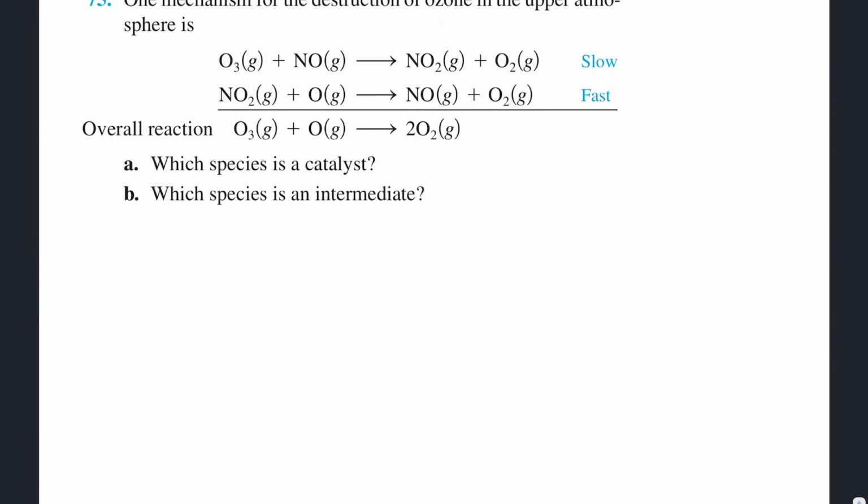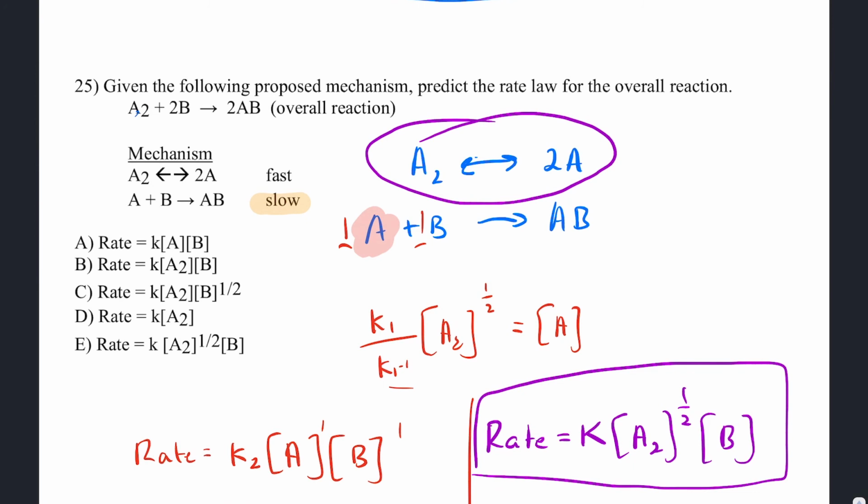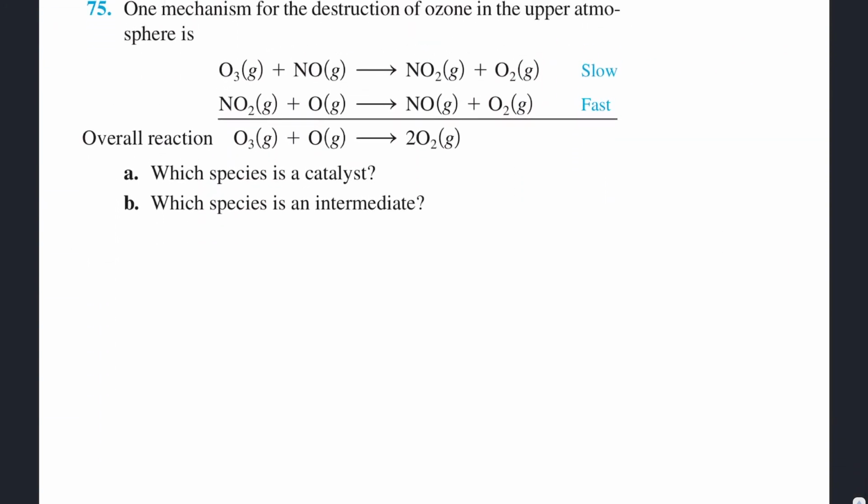Well, an intermediate is something that, let's think about what we saw in the previous problem. An intermediate was like A. And if you noticed, A was created and then canceled in the second equation, as we see here. So which one do we see that was created and then subsequently canceled? Well, we see that this NO2 was created, and I would cancel this NO2 with another one on the other side, so it would be immediately destroyed. So if you create a product and subsequently destroy it in the next step, we call those intermediates. So in this case, NO2 is an intermediate.